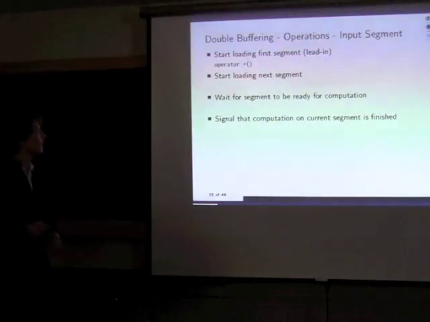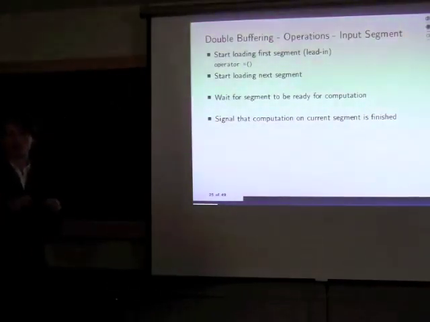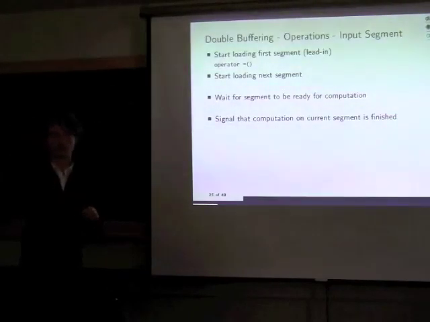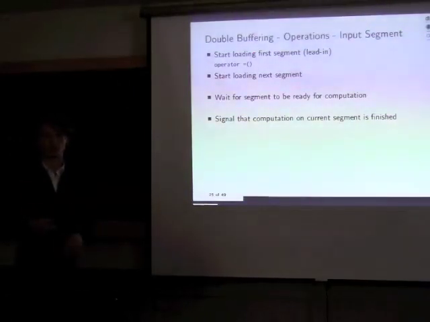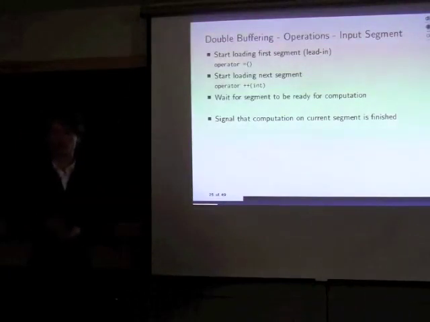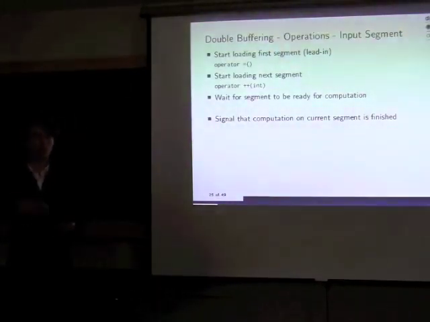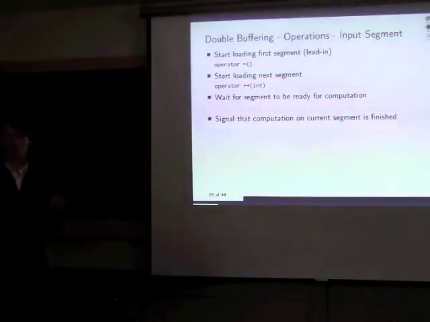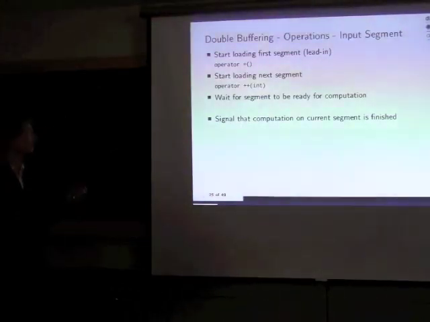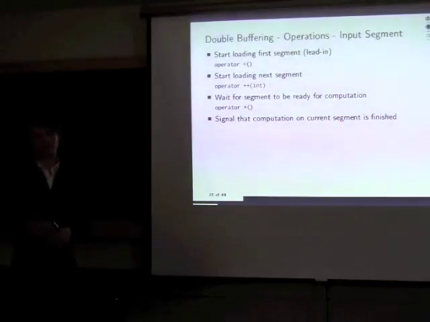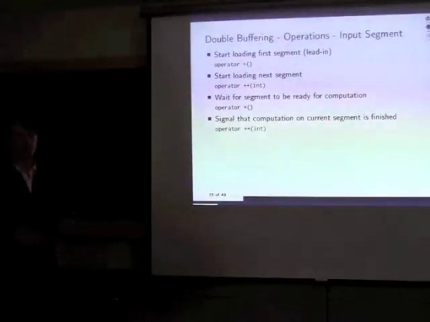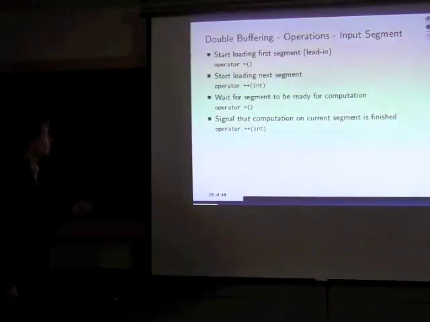So start loading the first segment is just an operator equal. You just say our iterator is equal to something. This way we know we want to load from this address, and we can start loading the first segment. Start loading the next segment, of course, is operator plus plus. We say, okay, now I want to proceed to the next segment. To wait for the segment to be ready for computation, we do operator star. We say, okay, now I want to access the memory, I want to use it.